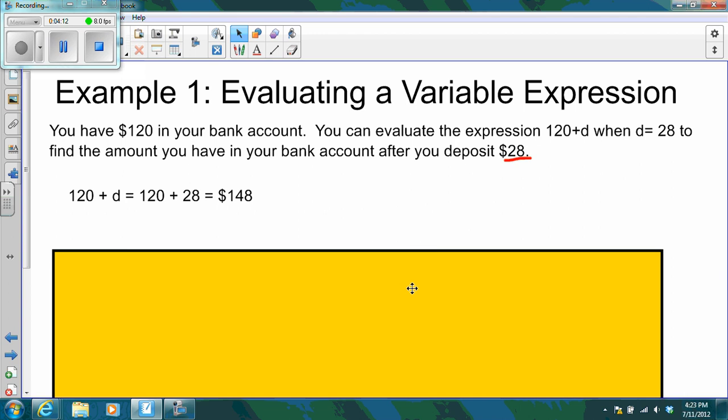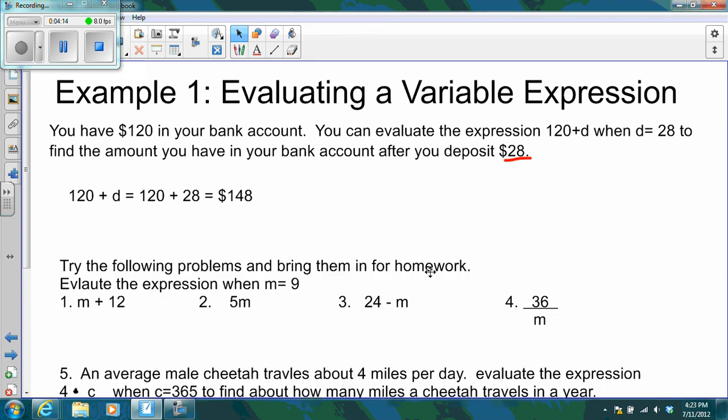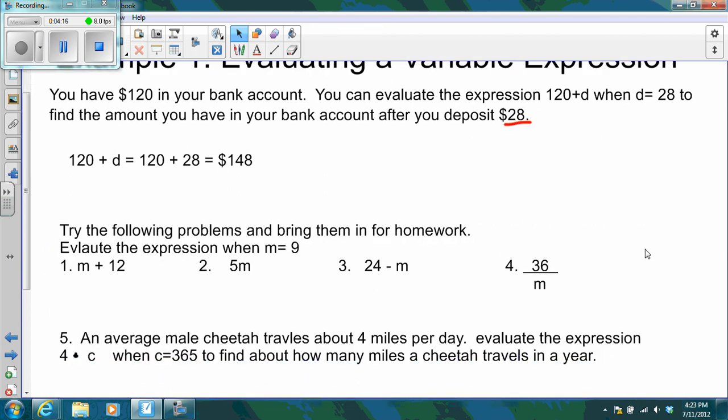So now I want you to press pause and try these equations below and bring them with you to class tomorrow. So there's 5 questions, 1 through 5. Press pause now and work on them on your own.